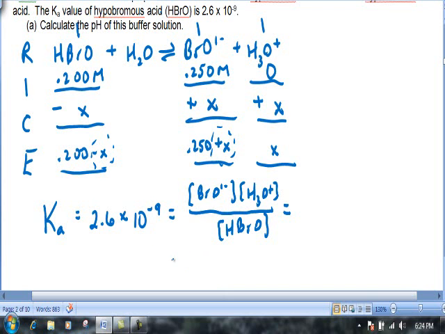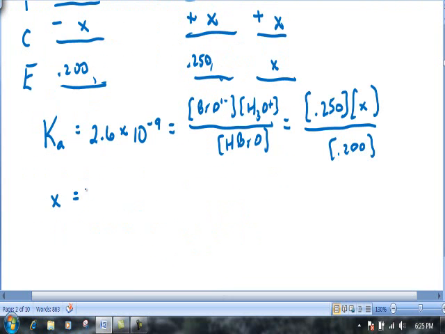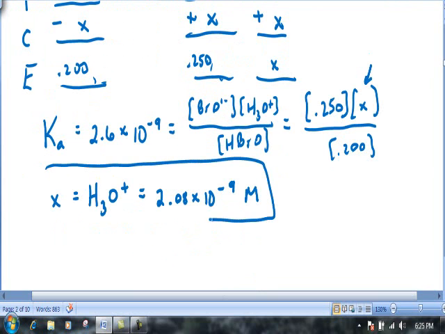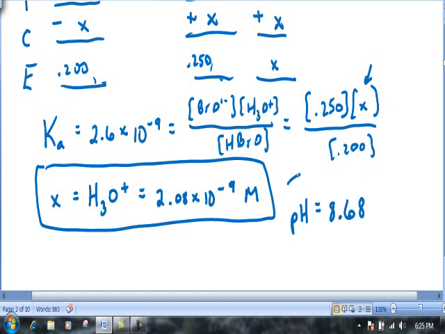We can set up our Ka expression, and now we can substitute in our equilibrium values into the Ka expression. Solving for X will give us our hydronium concentration. Our hydronium comes out to be 2.08 times 10 to the negative 9th molar, which gives us a pH for this buffer system of 8.68.